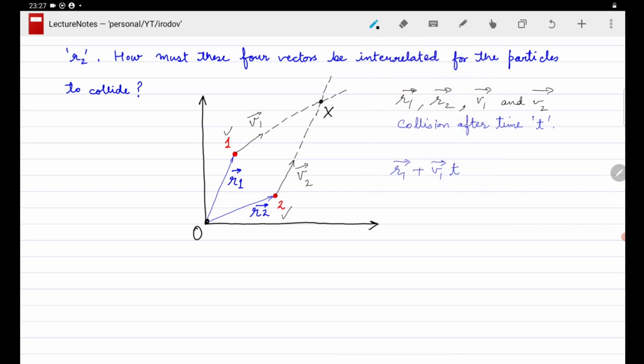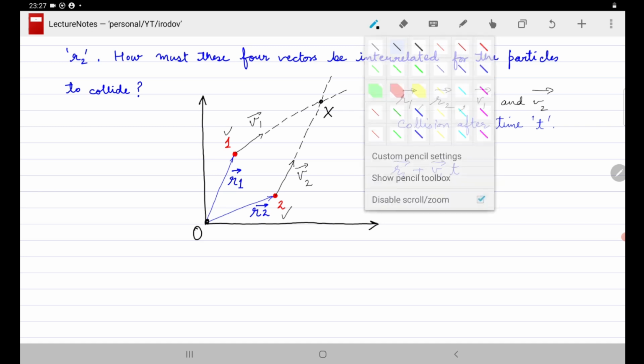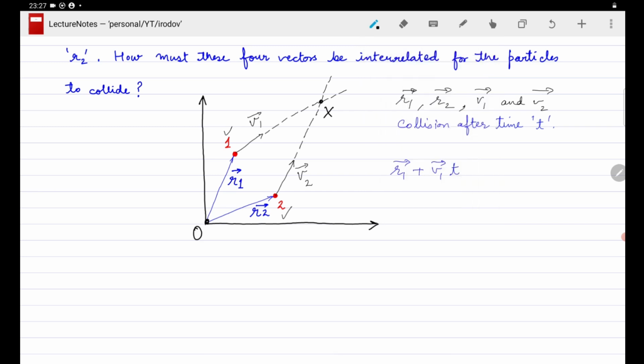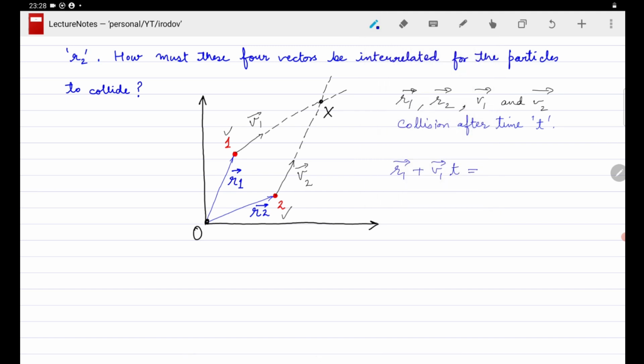This is the final position of x from the origin O, which is traveled by particle 1, and this is equal to vector r2 plus v2 times t. So this is the position vector of x, which is given by the path traveled by particle 2.